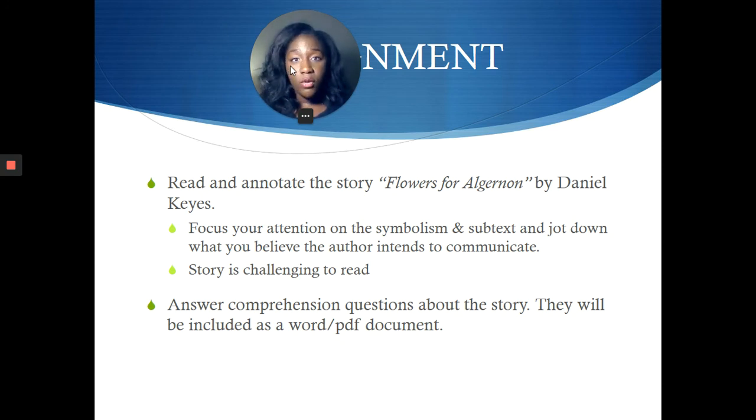You're going to be reading Flowers for Algernon by Daniel Keyes. I will make sure that the story is linked, the comprehension questions are linked or added as PDF documents so you can easily access them. I know that annotation will be difficult for this particular text because there will be a lot of words that are misspelled or things that don't really make sense. So I want you to really focus on the symbolism and the subtext here. And you guys have a bigger lift because you're older, and the story itself lends more to your maturity level.